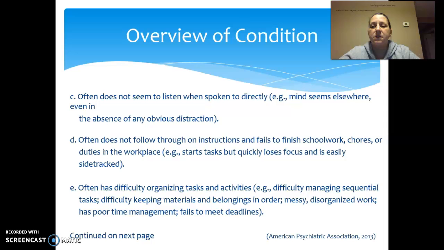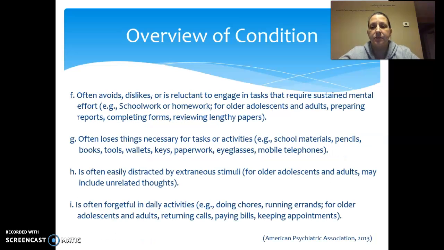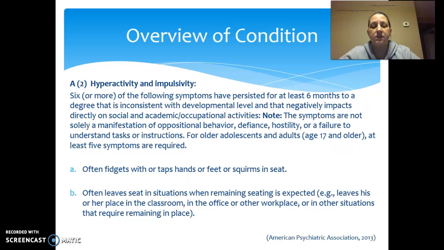D, often does not follow through on instructions and fails to finish schoolwork, chores, or duties in the workplace. E, often has difficulty organizing tasks and activities. F, often avoids, dislikes, or is reluctant to engage in tasks that require sustained mental effort. G, often loses things necessary for tasks or activities. H, is often easily distracted by extraneous stimuli. I, is often forgetful in daily activities.